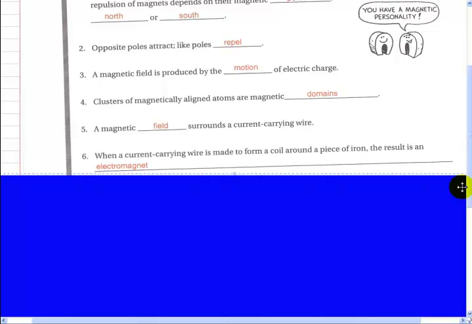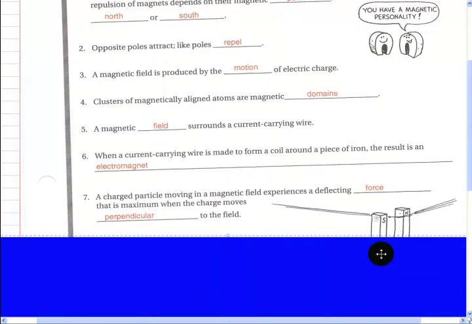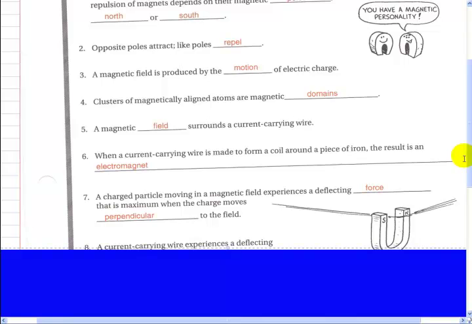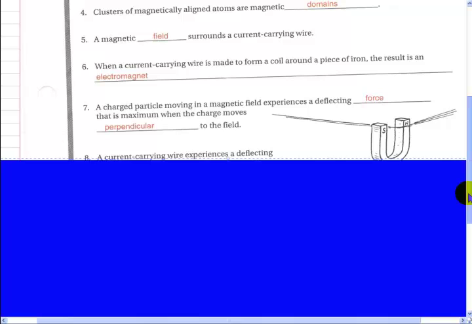Number 7, a charged particle moving in a magnetic field experiences a deflecting blank that is maximum when the charge moves blank to the field. Sure. William, what do you think? Yes, a force, and the key here is it's a perpendicular force. So it turns out that electricity and magnetism are cousins to each other, and they exert forces on each other. So that's why when you move a magnet inside a coil, you make electricity, and electric current moving through a wire generates a magnetic field, but it's always in a perpendicular direction. That's how it works out in nature.